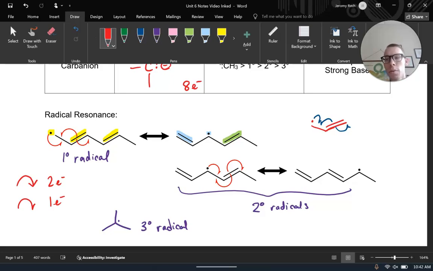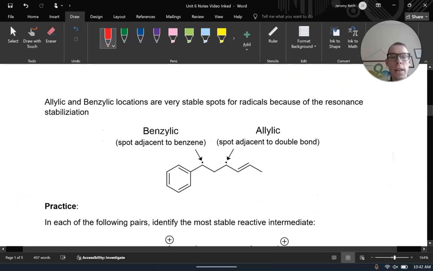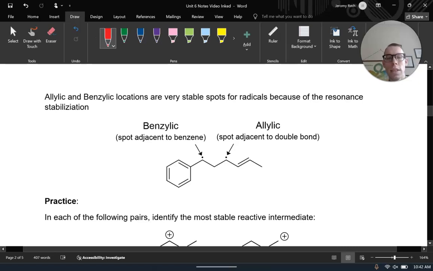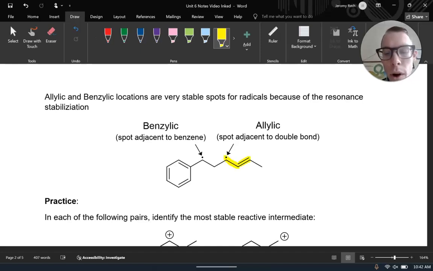There are two extra terms, benzylic and allylic, that I want to formally define here. These benzylic and allylic spots are going to be even more stable than our primary, secondary, and tertiary. The definition for these is really just the ability to undergo resonance. So an allylic, whether it's a carbocation or a radical, is going to be a spot that's one away from a double bond. That means we're able to undergo resonance. So these are going to be more stable because you're actually able to physically move that intermediate.